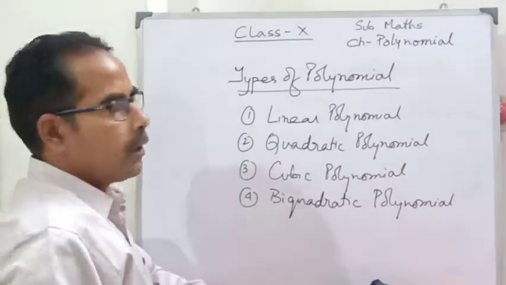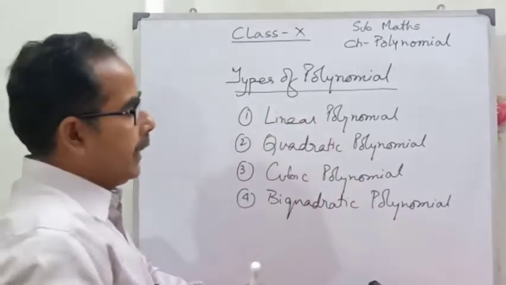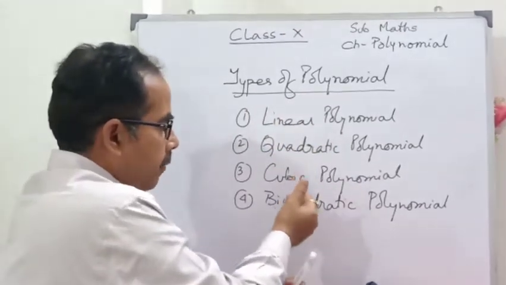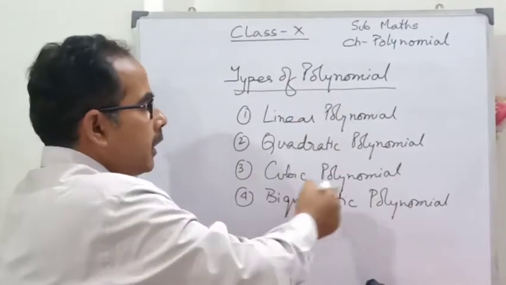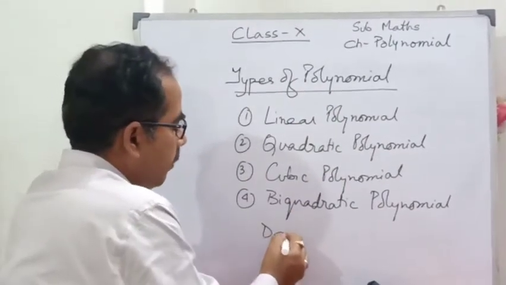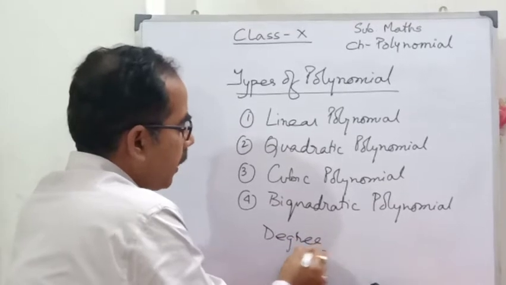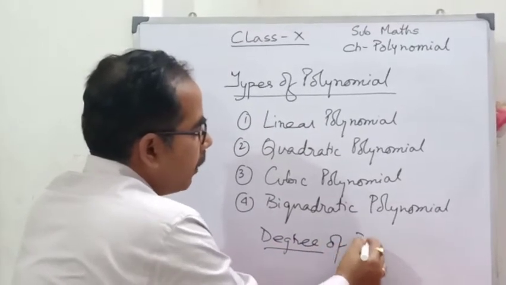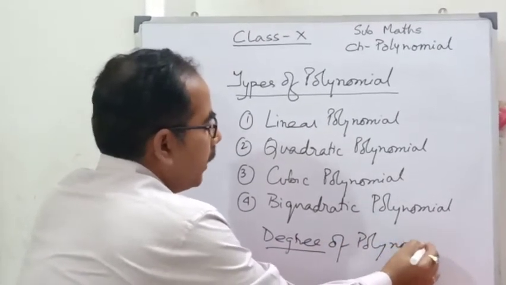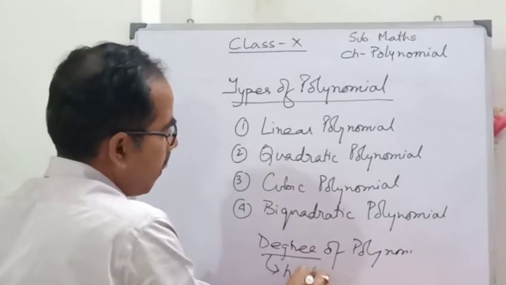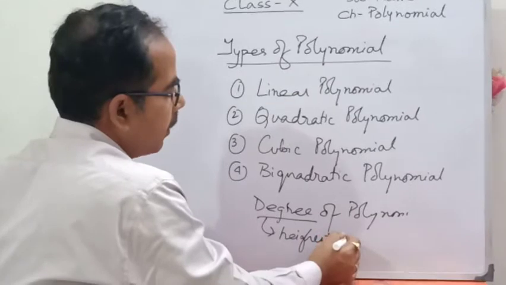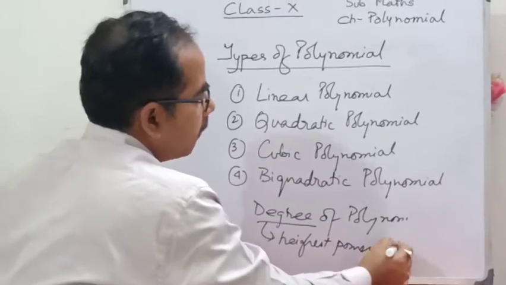Before we know the linear, quadratic, cubic and biquadratic, we have to know the degree of the polynomial. Before all these things, let us discuss the degree of the polynomial. Otherwise, it will not be clear. Degree of polynomial. Degree means what? Degree means nothing but the highest power of the polynomial.